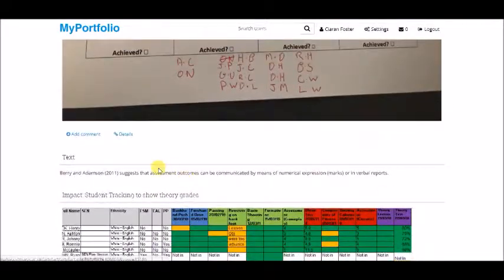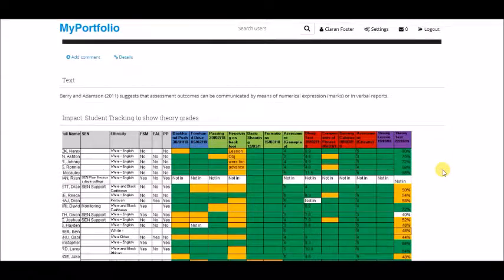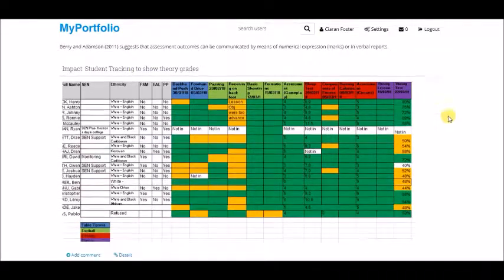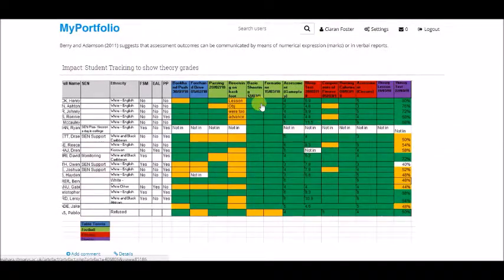So Bear and Adamson suggest that assessment outcomes can be communicated by means of numerical expressions of marks or in verbal reports. So as I said, the reason I have shown you the two different forms of assessment is that I used my student tracker. So I implemented the assessment grades from the football into here. And we can see there was Pablo's 4 and Ben was his 6 there.